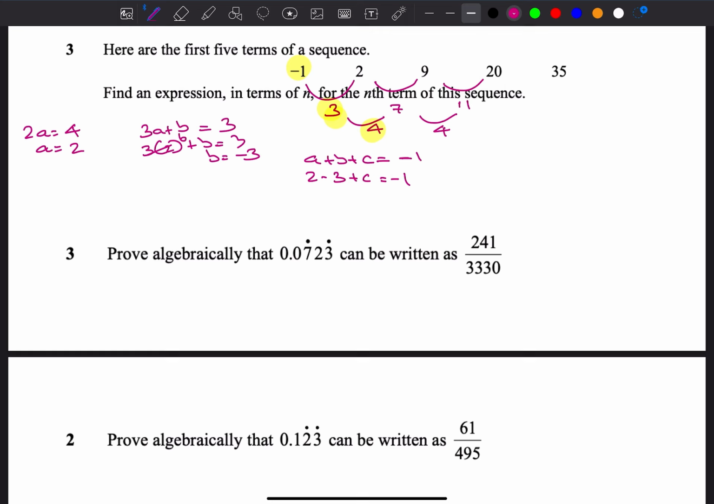Now, if you look at it, what do we have? 2 minus 3 is minus 1. So technically you would add 1. So c is minus 1 add 1, which is 0. What is the generalized equation? It's an squared, so that's 2n squared, plus bn, so minus 3n, plus c. c is 0, so we don't really put 0. Never ever put 0, so no point. There you go. 2n squared minus 3n. Next one.